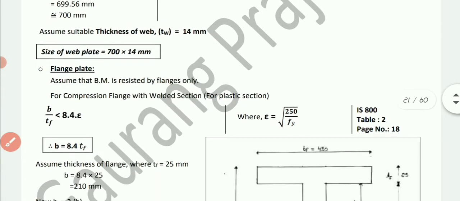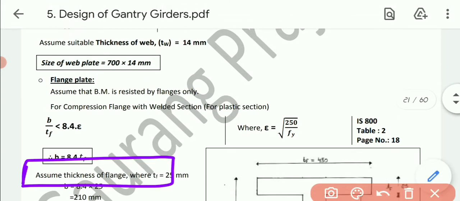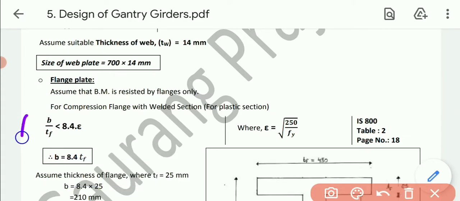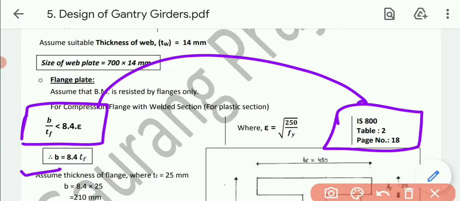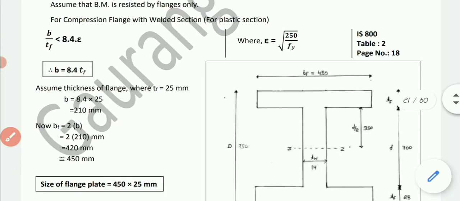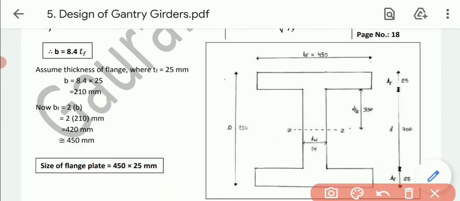Now let's go to the flange. For the flange, we have already seen in the plate girder design that for the flange to be plastic, b by t_f should always be less than 8.4 epsilon for the plastic design. Table number 2, page number 18 criteria. So we can say b equals 8.4 t_f, as epsilon's value is 1, by using this formula.